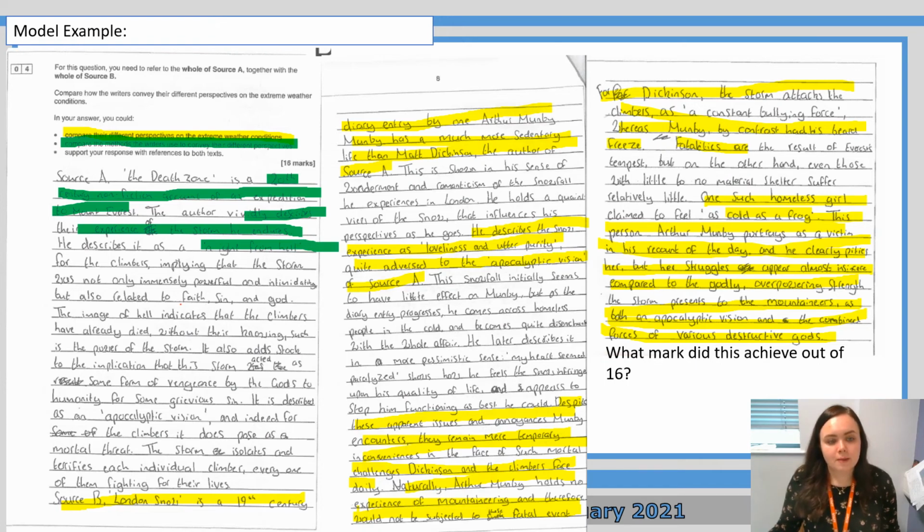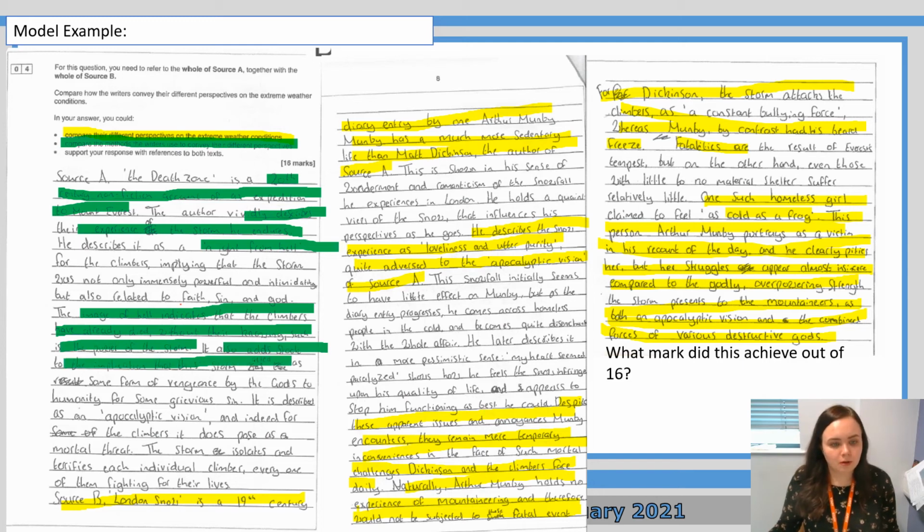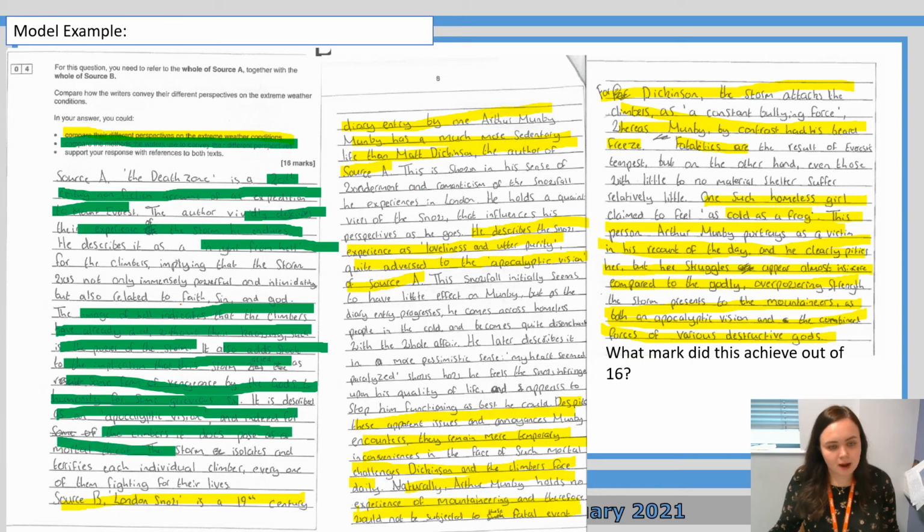and God. The image of hell indicates that the climbers have already died without their knowing, such is the power of the storm. Also adds to the implication that the storm arrived as some vengeance from the gods and a humanity for the grievance. An apocalyptic vision, indeed, the climbers do pose a mortal threat. The storm isolates and terrifies each individual climber.